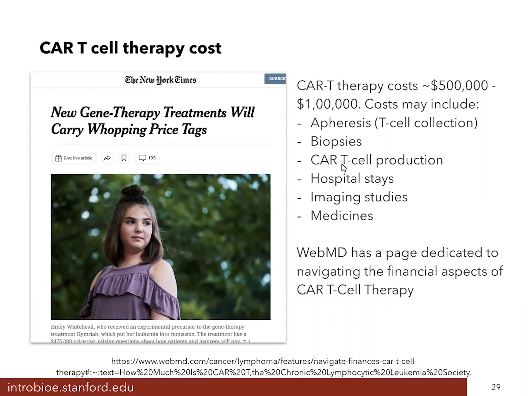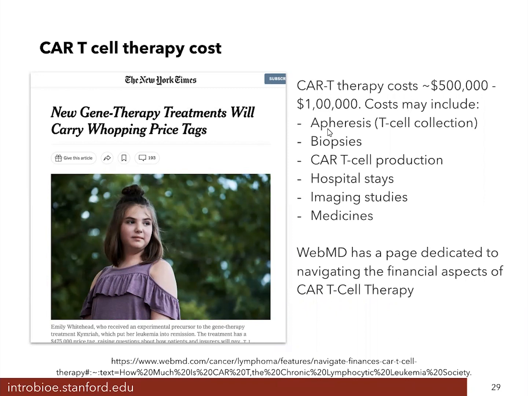WebMD actually has a whole page dedicated to navigating the financial aspects of CAR T therapy. You can read that down here. I thought that was interesting. There were also, when this was first coming out, a lot of stories in the news about how expensive this type of therapy actually is. But what do we pay for a cure for cancer, right?